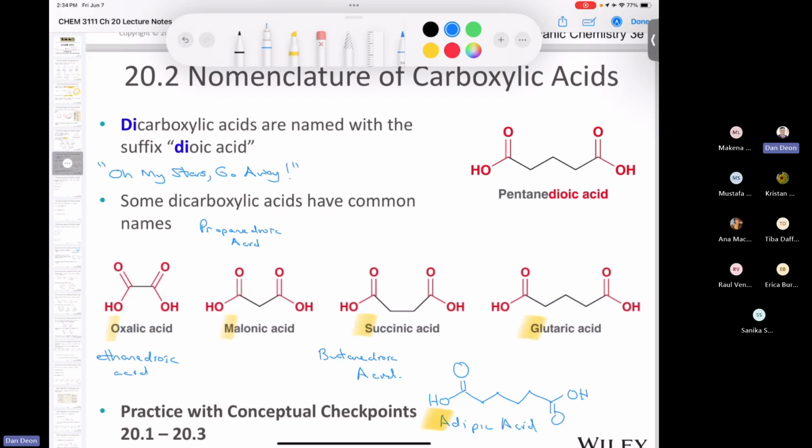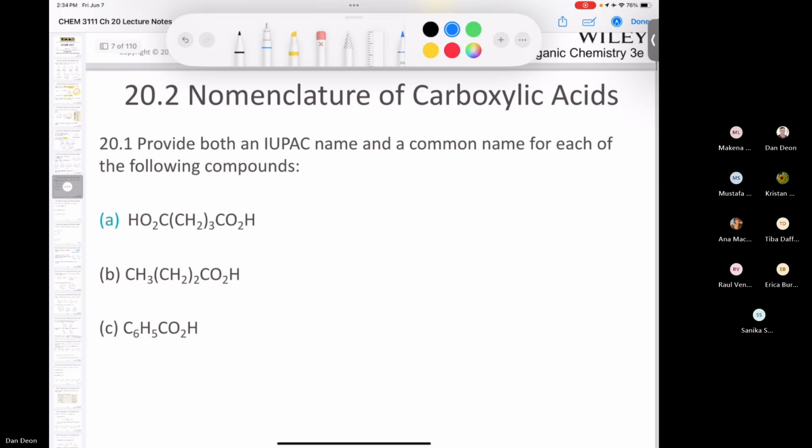It's something we all have to memorize. And again, it'll help you in your biology class. And I know that a lot of you are going to take biochemistry right after this class. So let's see if we can provide an IUPAC name for these compounds. And these are not meant to be mind bogglers or anything. It's just kind of fleshing out the idea here.